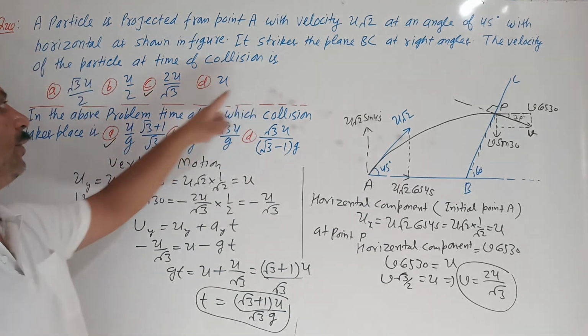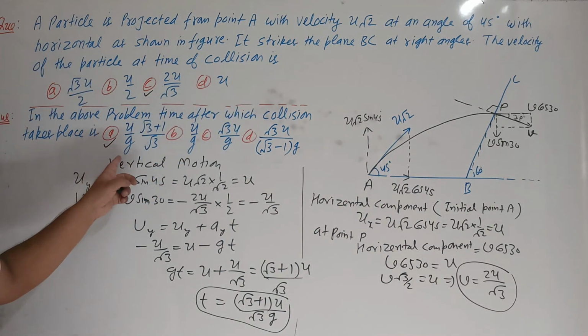So for the upper question, C option, and for the lower one, what will it be, beta? A option is correct.